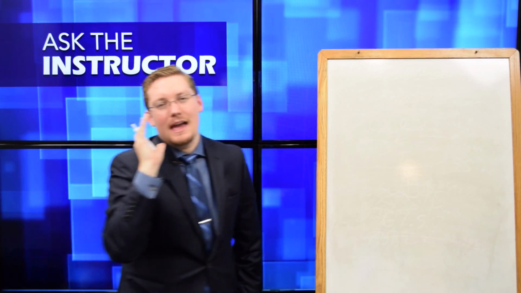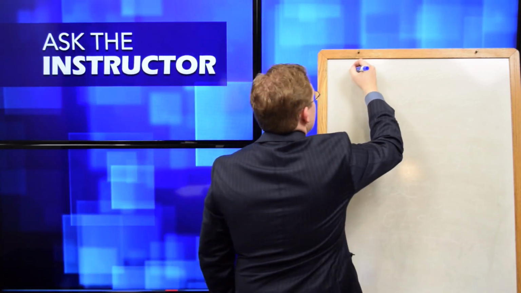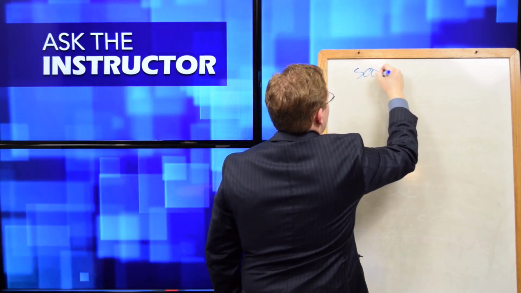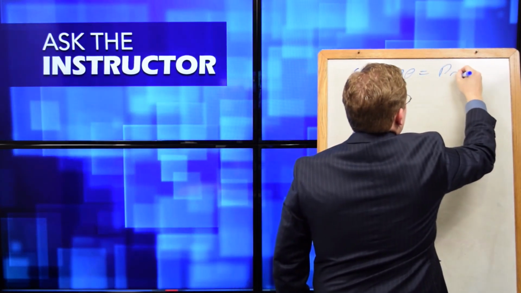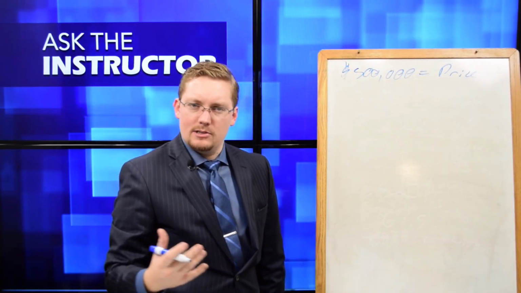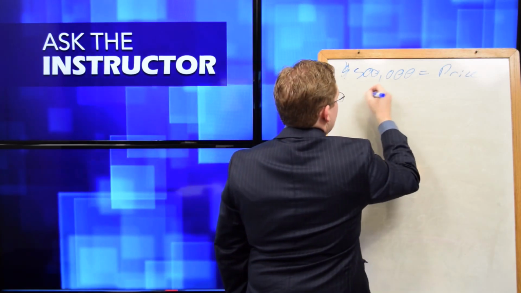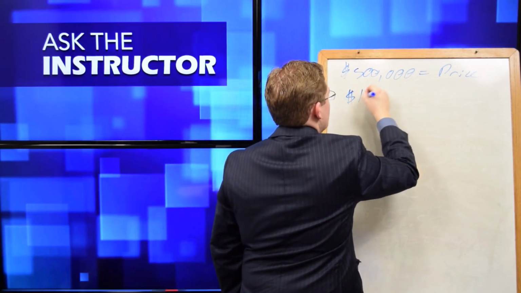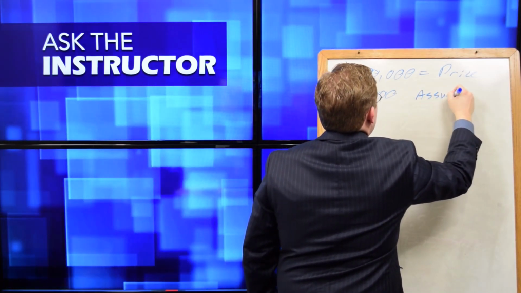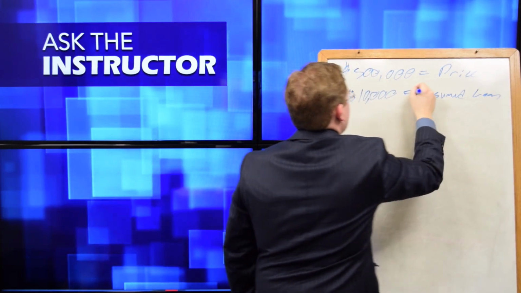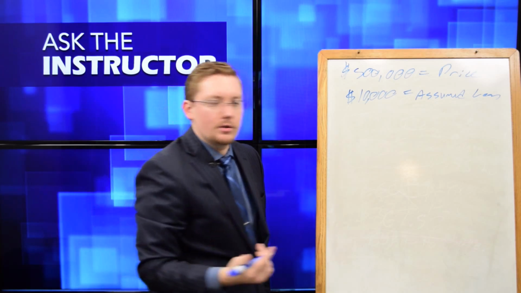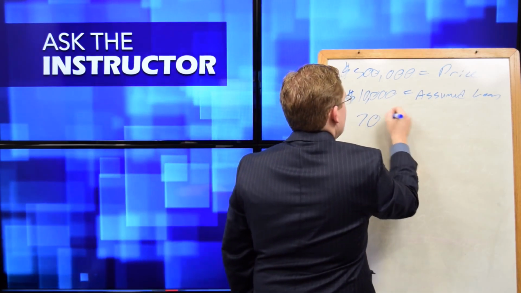Let's say that we have a property value. So a buyer is looking to purchase a property for $500,000. So the buyer's looking to buy a property that costs $500,000. In order for them to purchase this property, they're going to assume a $10,000 loan. So we have a $500,000 price, they're assuming a $10,000 loan, and they're taking out a new loan for 70% loan to value.